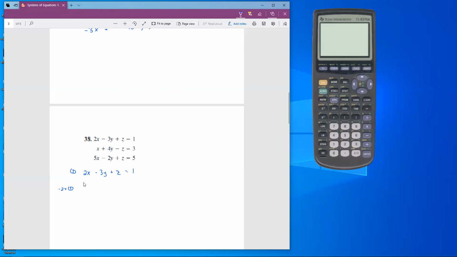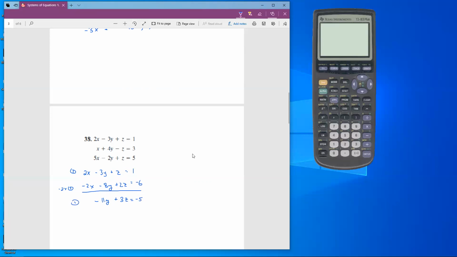Yeah, so that's going to give me a negative 2x minus 8y. Negative 2 times negative 1 is positive 2z, okay? And that's equal to negative 6. So let's go ahead and sort that out. So that cancels. We end up with negative 11y plus 3z. And then we have 1 plus negative 6. We're going to end up with a negative 5 there. Okay, this is my new equation 2.